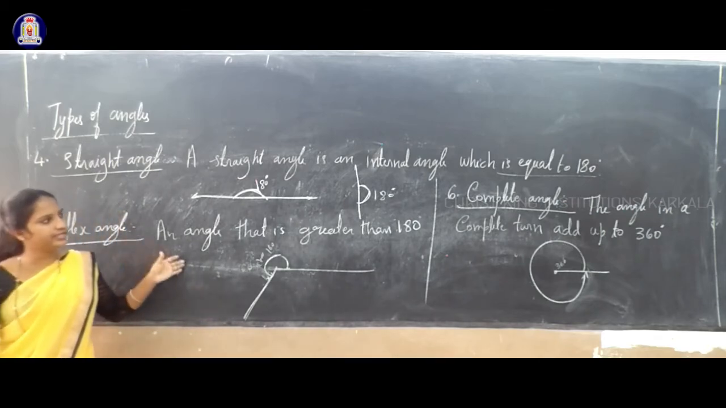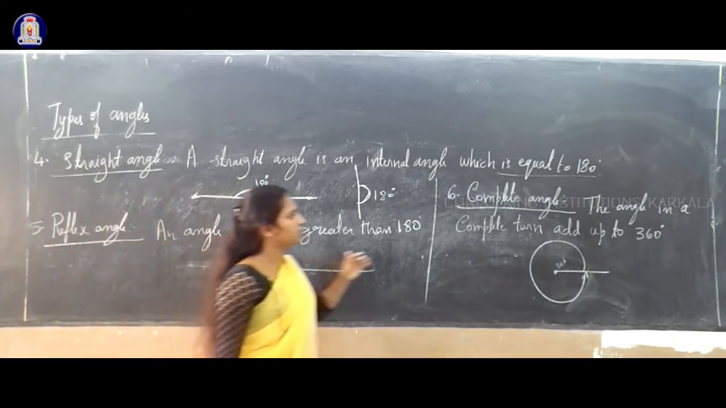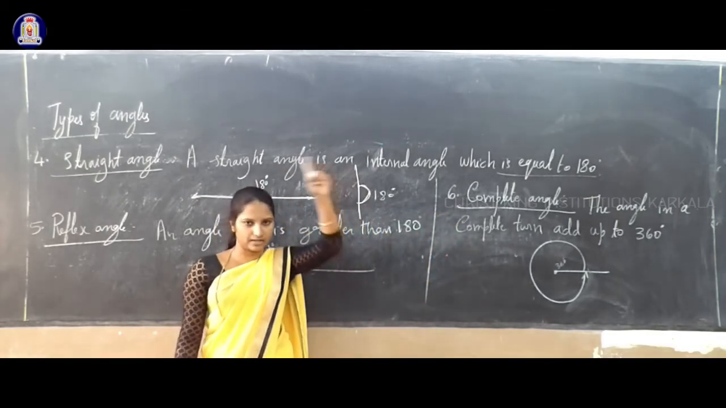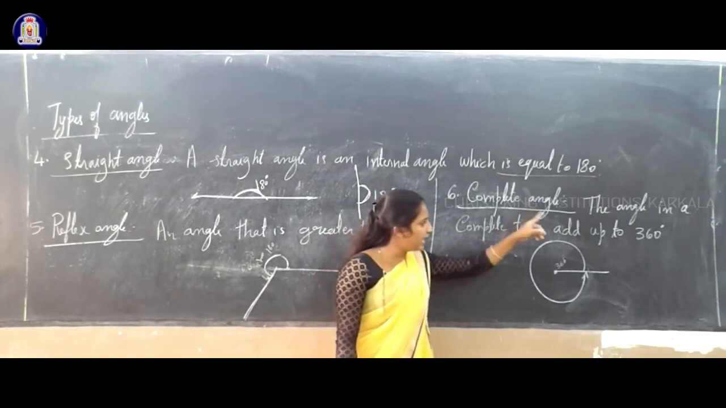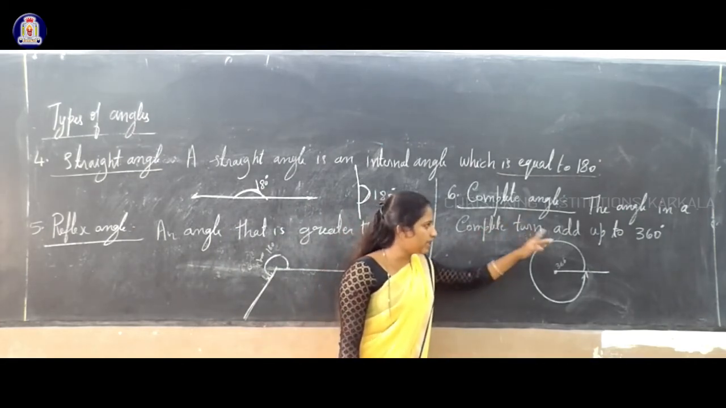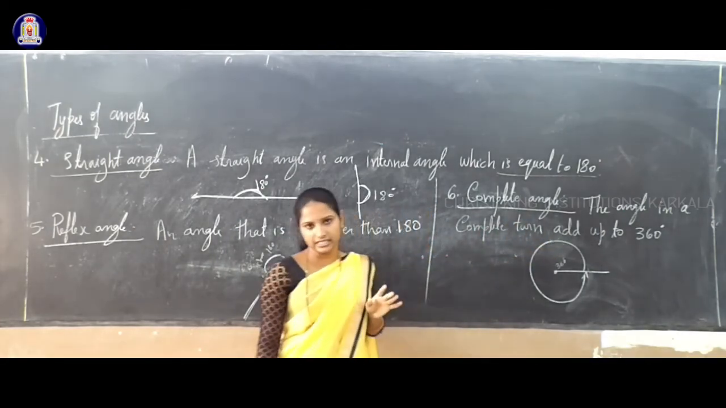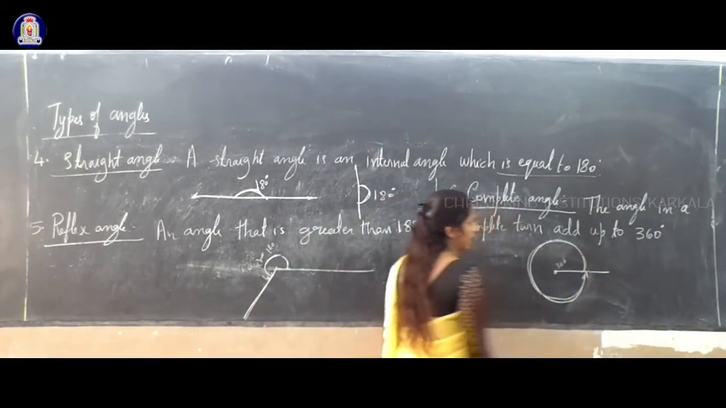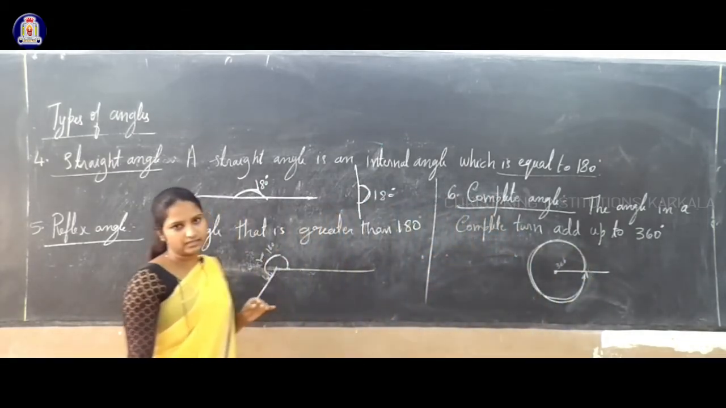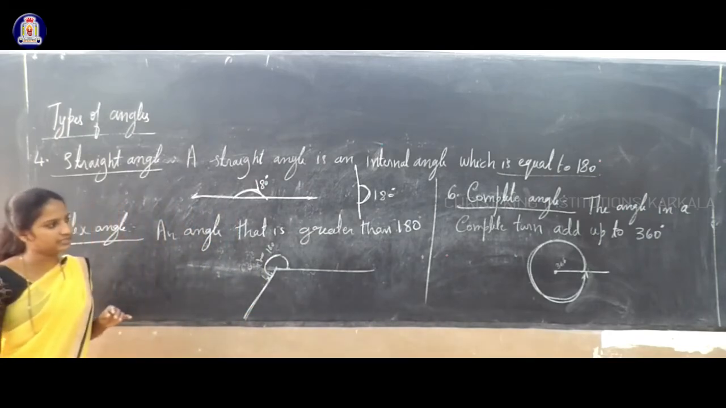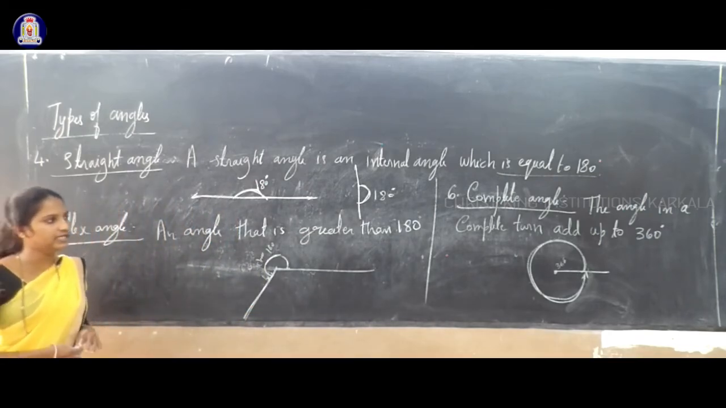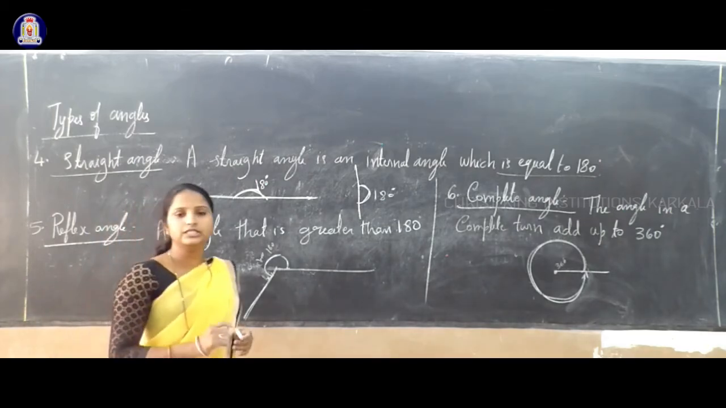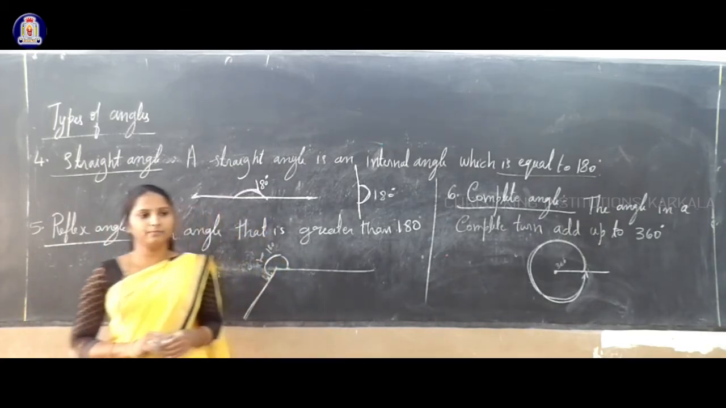You can draw a reflex angle like this. Clear? So the next angle, the sixth one, is the complete angle. So what is a complete angle? Complete one circle. The angle is a complete turn that adds up to 360 degrees. This is called a complete angle. Clear? So it measures exactly 360 degree. That is called a complete angle.